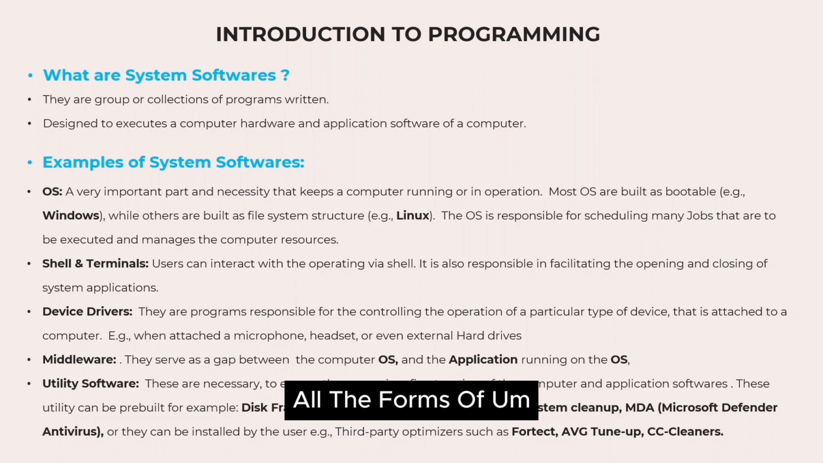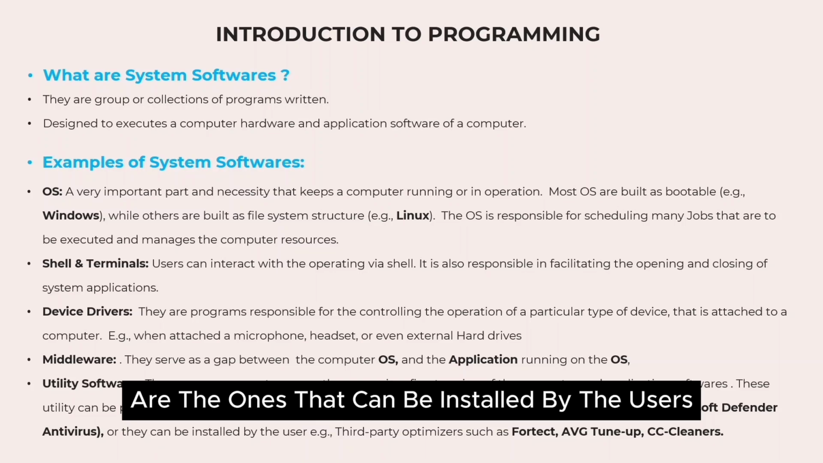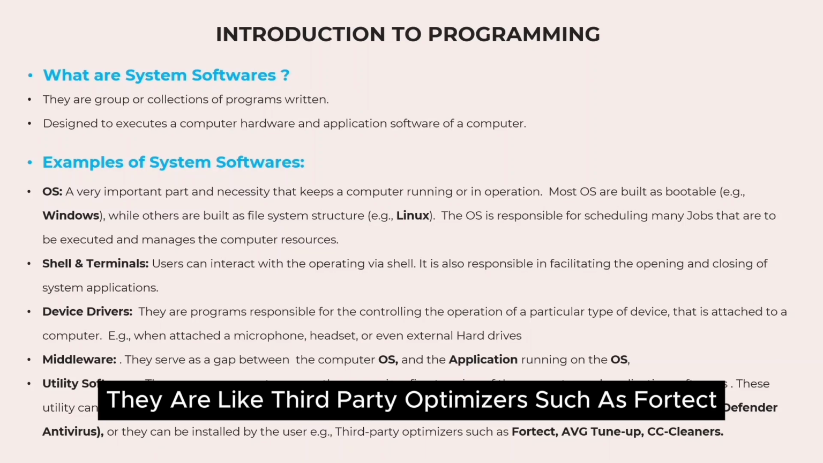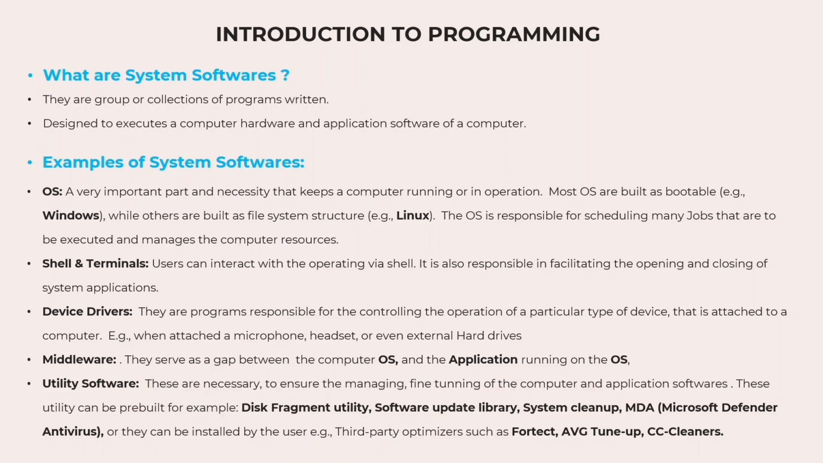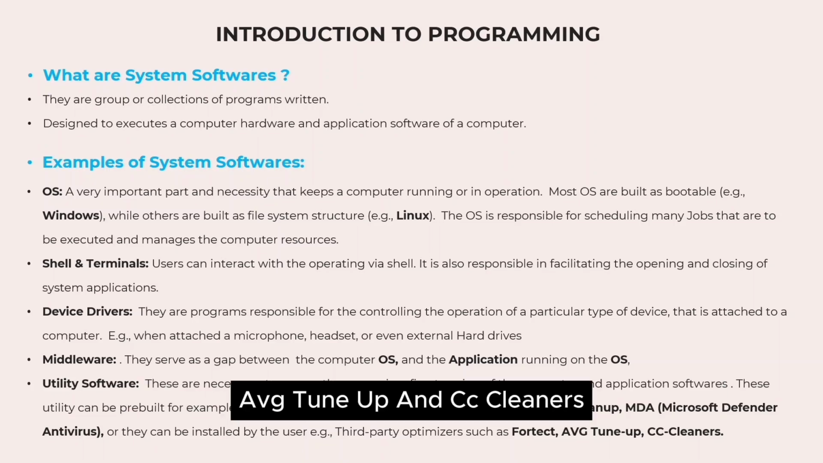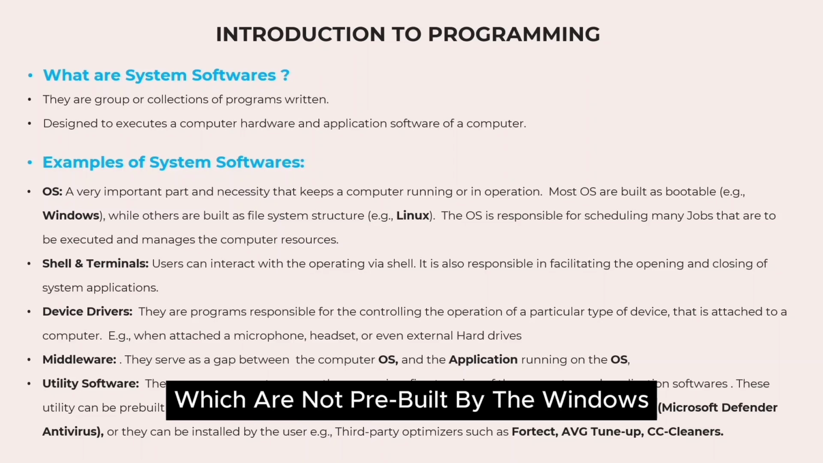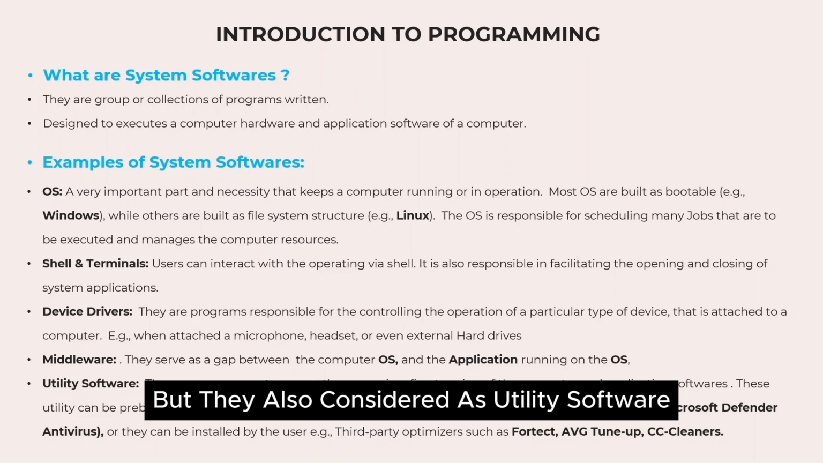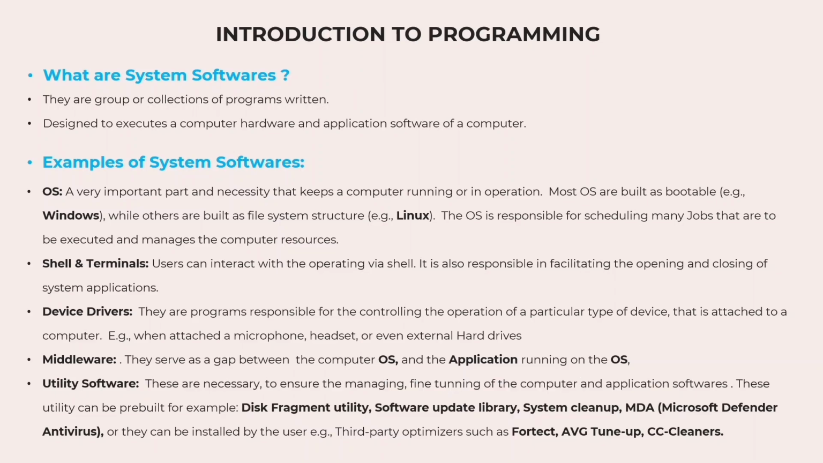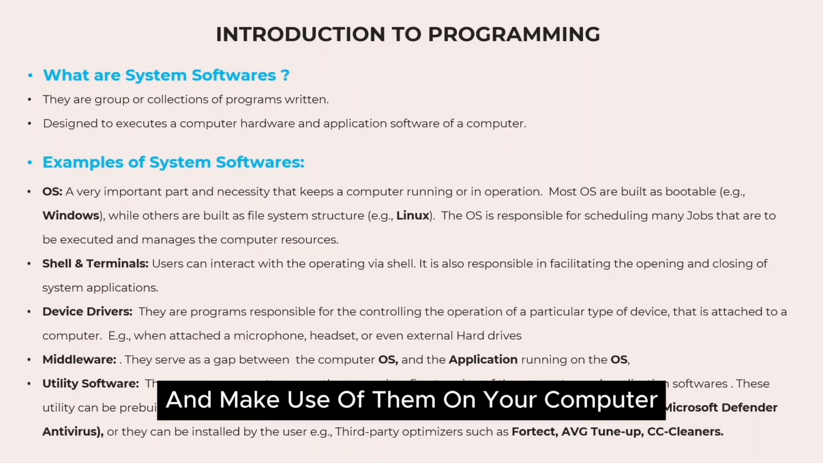Other forms of utility softwares are the ones that can be installed by the users. They are third-party optimizers such as Auslogics, AVG TuneUp, and CCleaner. So these are third-party applications which are not pre-built by the Windows operating system, but they are also considered utility software. You can install them and make use of them on your computer.